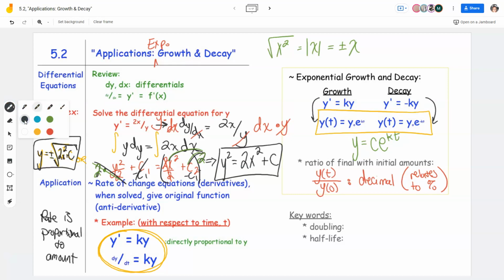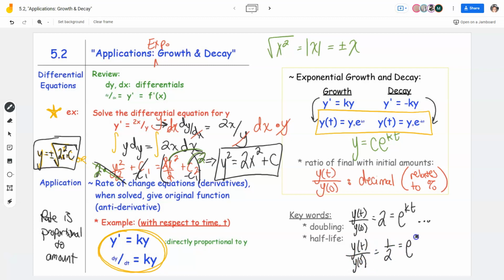So down here, doubling, we could say that the final population over the initial population is 200% or 2, and we could set that equal to e to the kt. Probably plugging in how long it took to double as the time. Half-life, we could say that y of t over y of 0 is equal to 50%, which would be the same thing as 0.5. Set that equal to e to the negative kt, plugging in how much time. And these equations would get you to special formulas with ln's and 2's and things you would have seen in chemistry, wherever you talked about doubling or half-life.